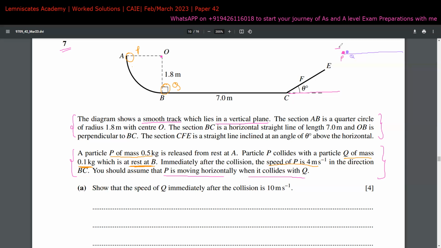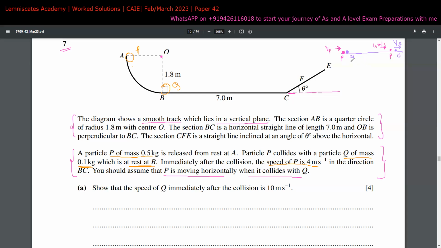Now, just before the collision, we don't know what the speed of P is. Let's call it Vp. And Q is at rest. I know that. And after the collision is done, if I draw something somewhere on the right, let's say Q is now over here, started moving towards the right, and that's the speed that we are trying to find, Vq. And P is going to have a speed of 4 meters per second. That is what is given to us in the question.